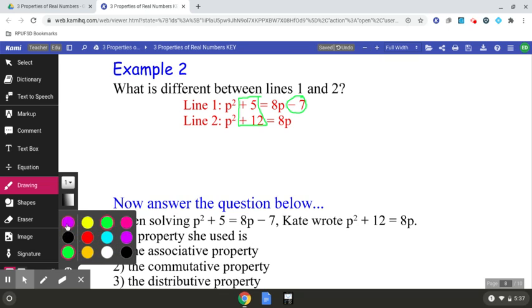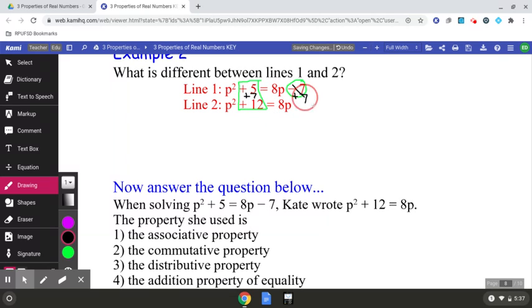So how would I get rid of a -7? Well, again, I would use my inverse properties, and I would have to add 7. So again, if I add 7 to both sides, the 7s here will cancel, which is why I have nothing in this space next to my 8p. And now I got a 12 here. 5 plus 7 gave me that 12. So again, what did we do here? We added 7 to keep the equation equal.